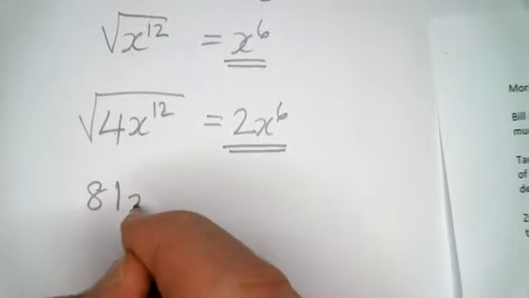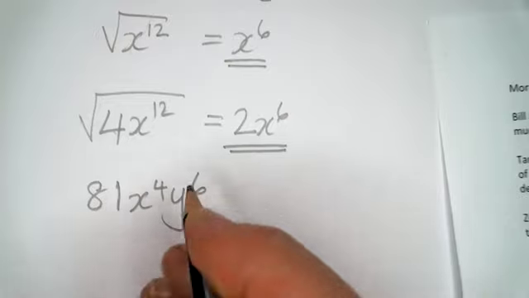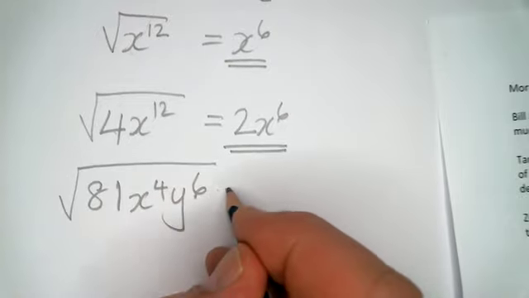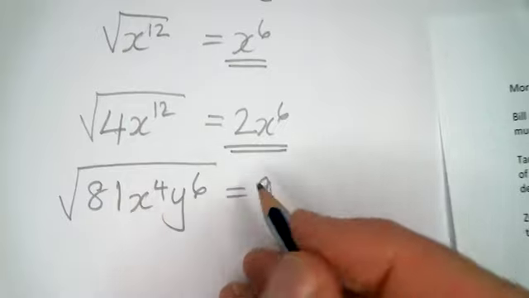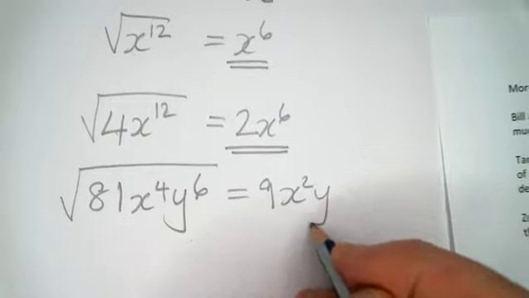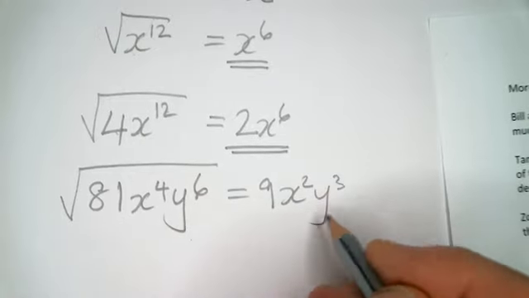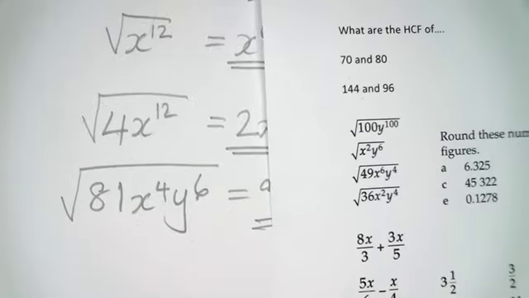All right, what if we've got the square root of 81 x to the 4 y to the 6? Now, well, the square root of 81 is 9. The square root of x to the 4 must be half the power, x squared. Y, the half of 6 is 3. And there's my solution.